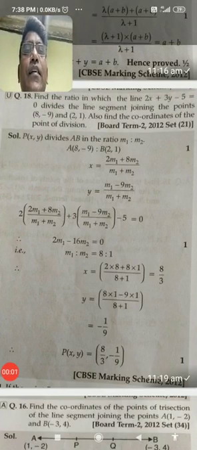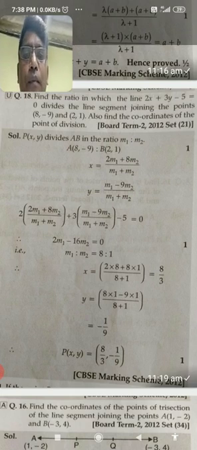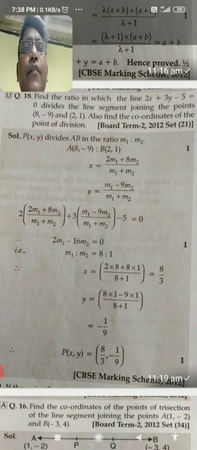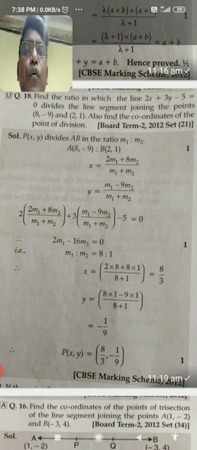Okay, here I am going to explain a few more questions on the section formula. Then I will go to the other topic, that is area. Find the area is left for that one. The third part, as you see here, is find the ratio. I mean we are going to find m1 and m2.